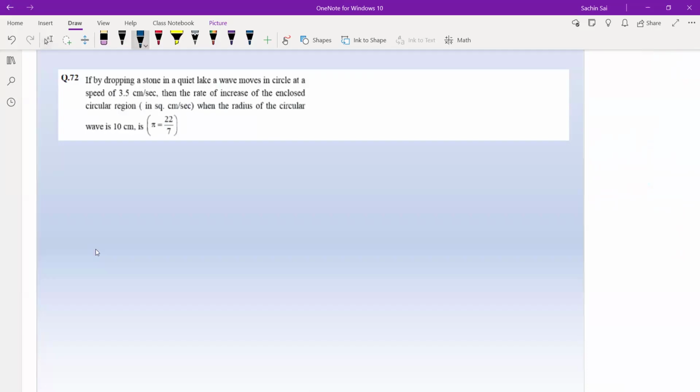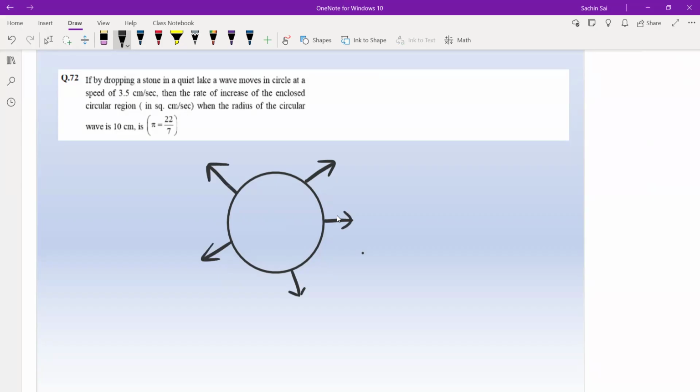Question 72. If by dropping a stone in a quiet lake, a wave moves in a circle at a speed of 3.5 centimeters per second, then the rate of increase of the enclosed circular region. So the idea here is when you have a wave in a lake, the expansion of the wave is radially outward, correct? Let us say this is a circular wave. If it expands, the direction is radially outward, which means this speed that is being given is the rate of change of the radius. So this is 3.5 centimeter per second.